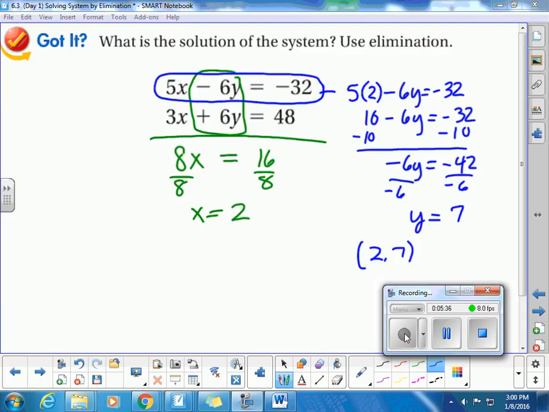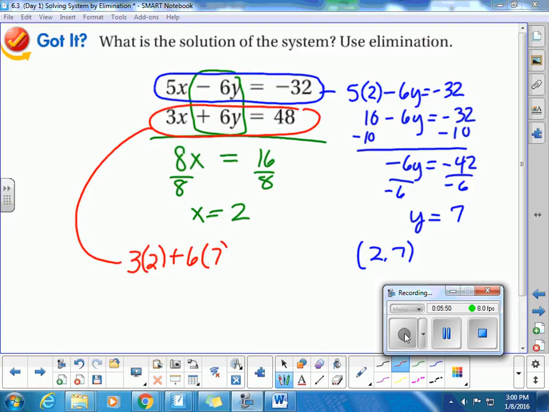And we have to put it back in the other equation. So we're going to put (2, 7) into this equation. So 3 times 2 plus 6 times 7. Is that 48? 3 times 2 is 6, plus 6 times 7, which is 42. 6 plus 42 is 48. 48 is 48. So our check is successful.